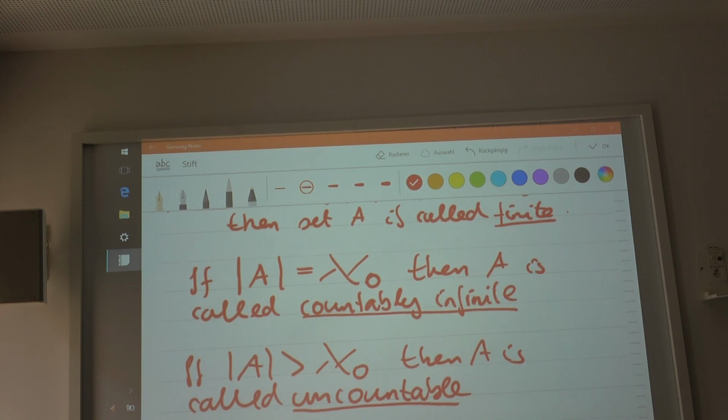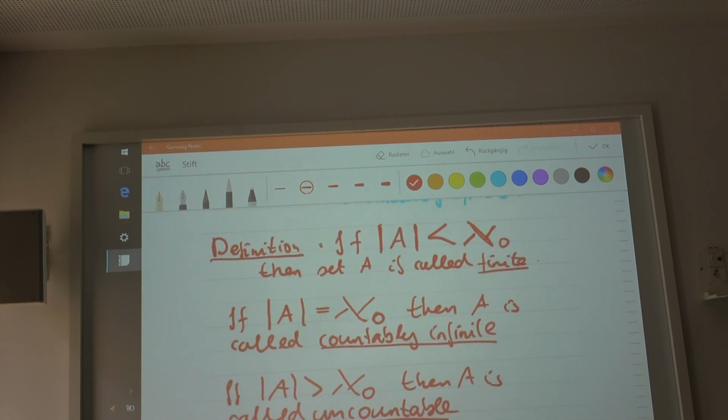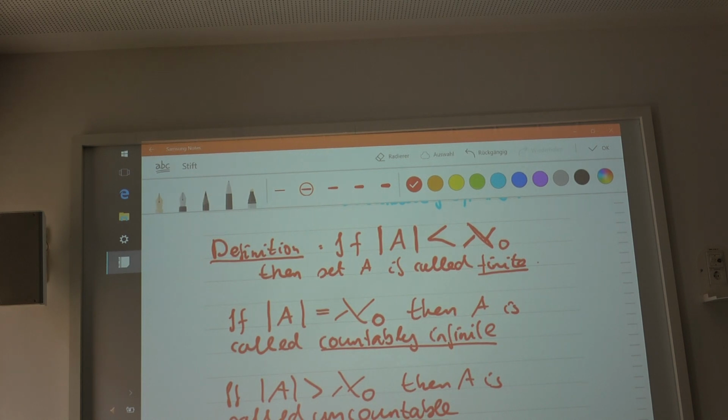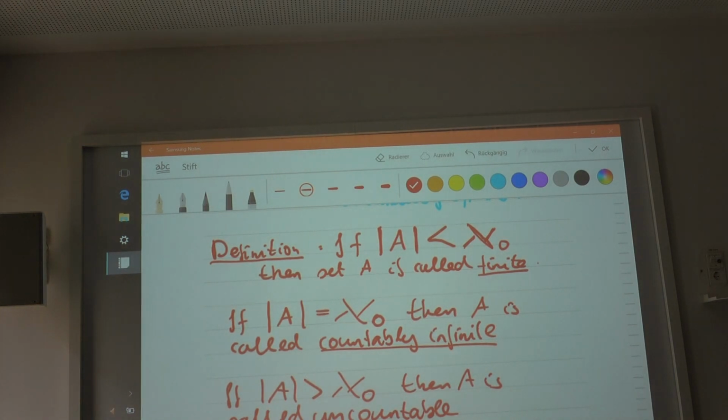Okay, so let me say it again, because that was kind of bad. If the cardinality of a set is strictly less than that of the natural numbers, then the set is called finite. If the cardinality is equal to that of the natural numbers, then it's called countably infinite. And if it's either finite or countably infinite, then it's called countable. So I use the expression countable set for sets that are either finite or countably infinite. And if the cardinality of a set is strictly greater than that of the natural numbers, then the set is not countable.